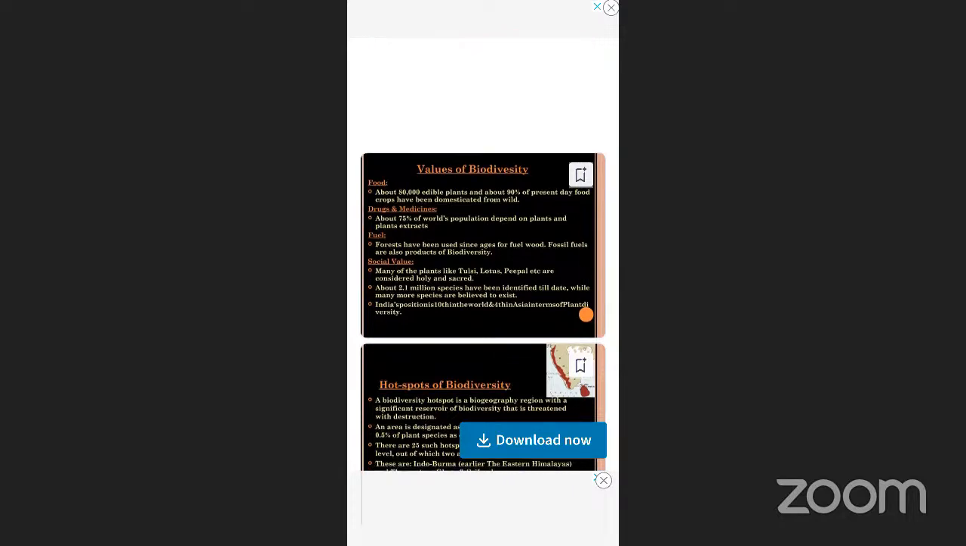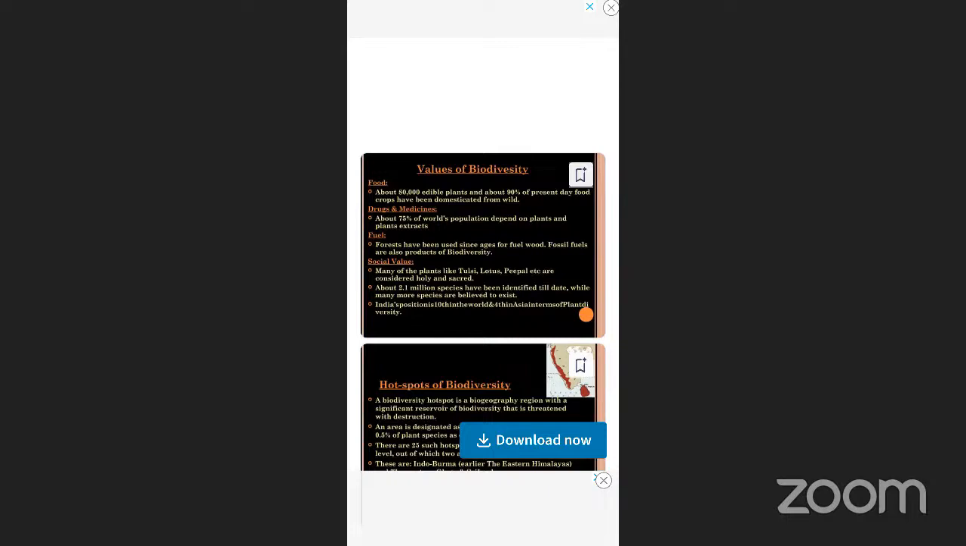And next one is drugs and medicine. Already we discussed that 75% of the world population depends on plant and animal extracts. For example, Cinnamomum zeylanicum, Cinchona officinalis. Next are quinine, reserpine, morphine. These are all different types of alkaloids that can be derived from plant species. Quinine especially is an anti-malarial drug.